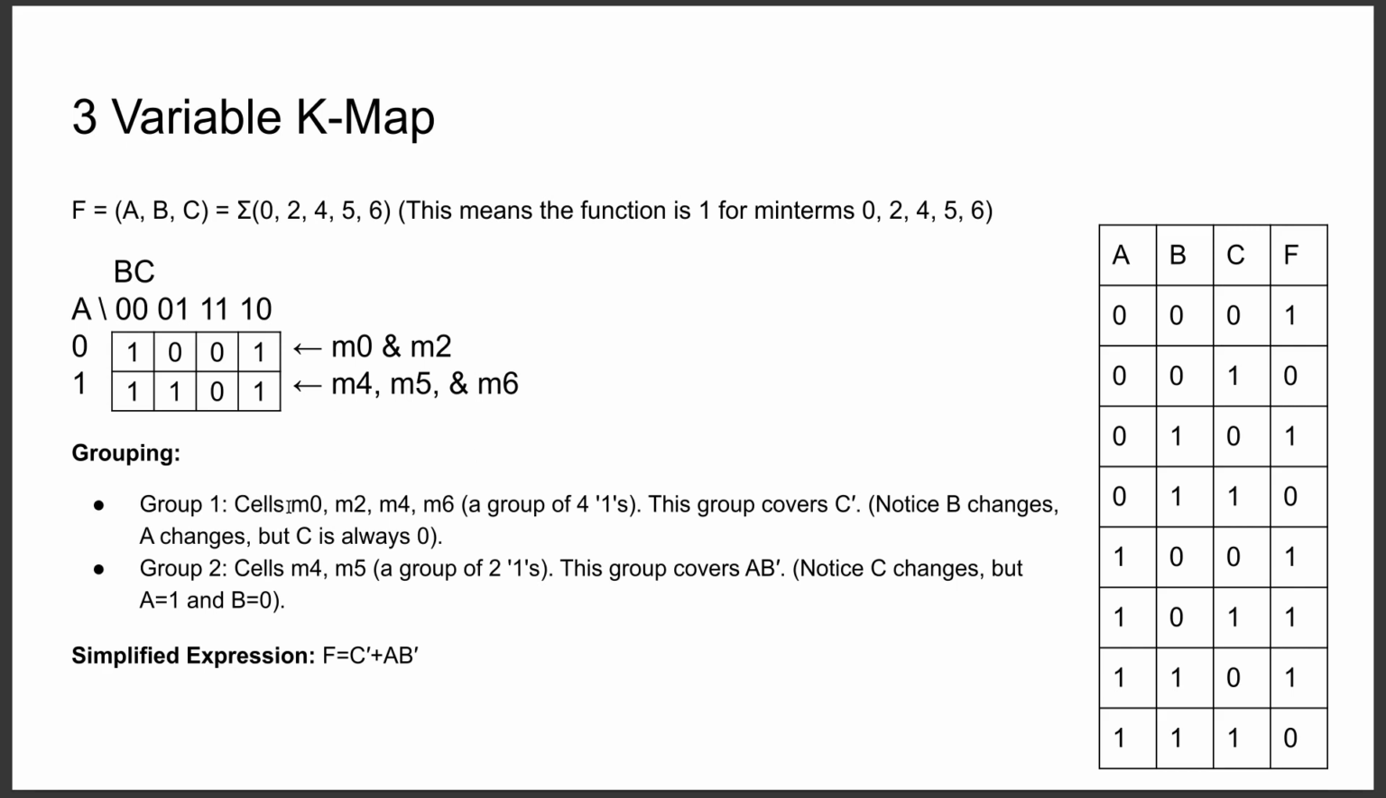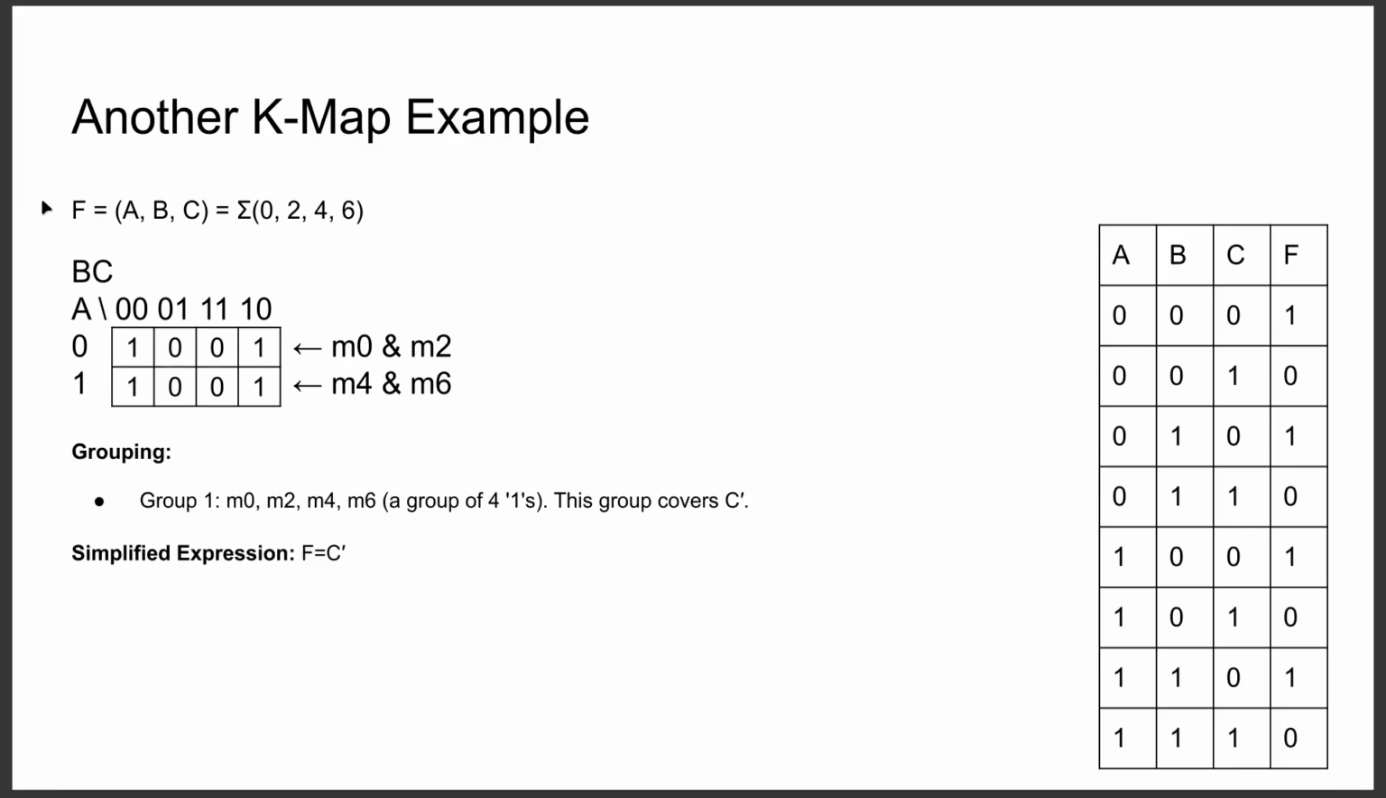So group 1, cells M0, M2, M4, and M6, so these cells. This group covers C prime. Notice how B changes, A changes, but C is always 0. Cells M4 and M5. This group covers AB prime. Notice C changes, but A is 1 and B is 0. Therefore, F equals C prime or AB prime.